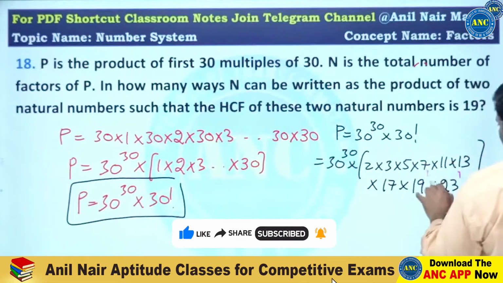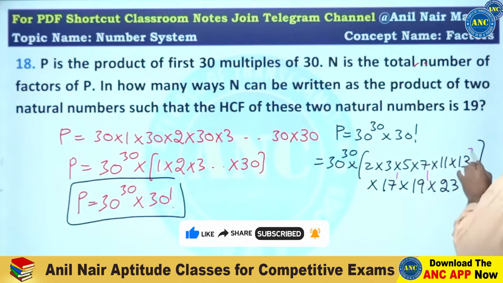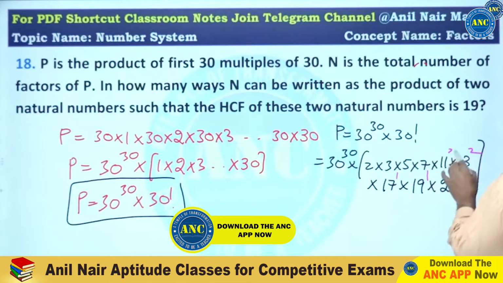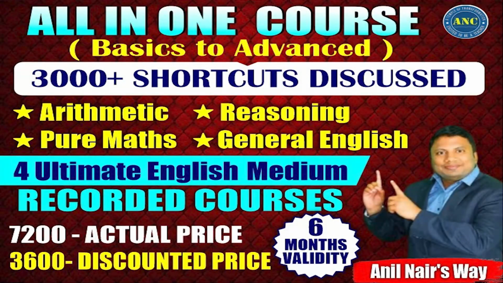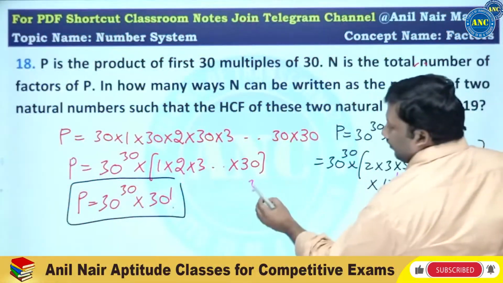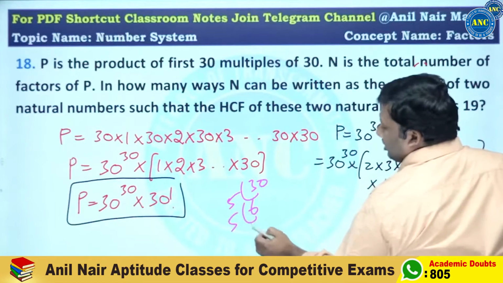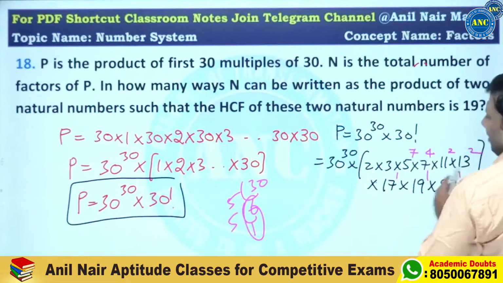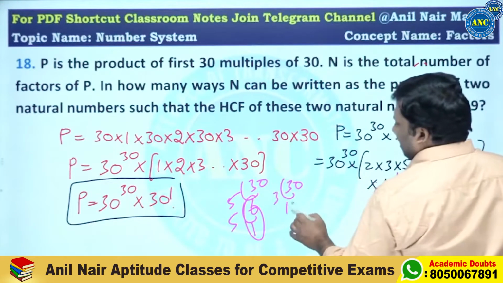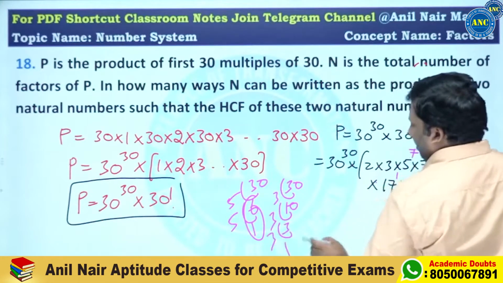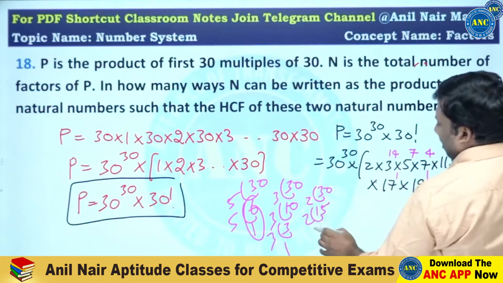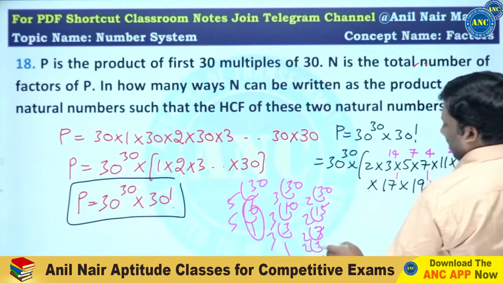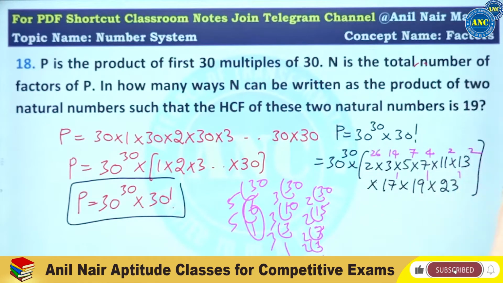23 comes once, 19 comes once, 17 comes once, 13 comes twice, 11 twice, 7 comes 4 times, 5: 6 fives are 30, 1 five is 5. The highest power of 5 in 30 factorial is 7. For 3, it is 14, and for 2, it is 26. I hope the idea is clear.